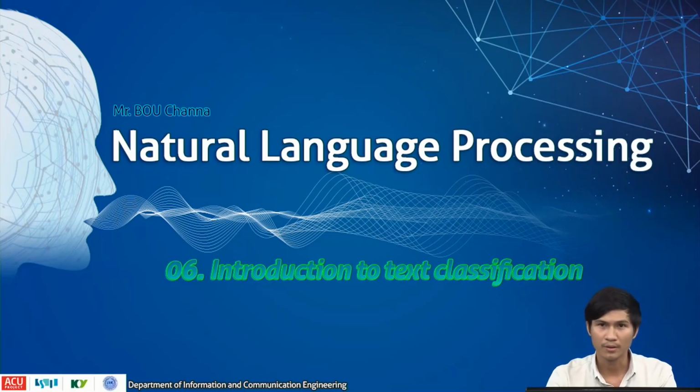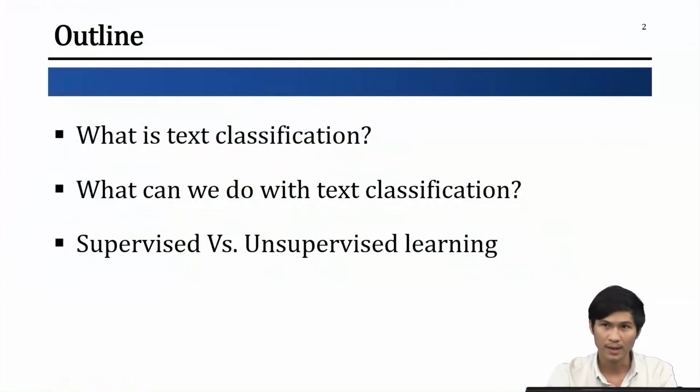And today we will continue our lecture to chapter 6, which is about introduction to text classification. And here is the outline in these lectures. We will see what text classification is about and what we can do with it, following the guideline and evaluation methods. And last but not least, we will take a look at supervised and unsupervised learning. What are the main differences between the two of them?